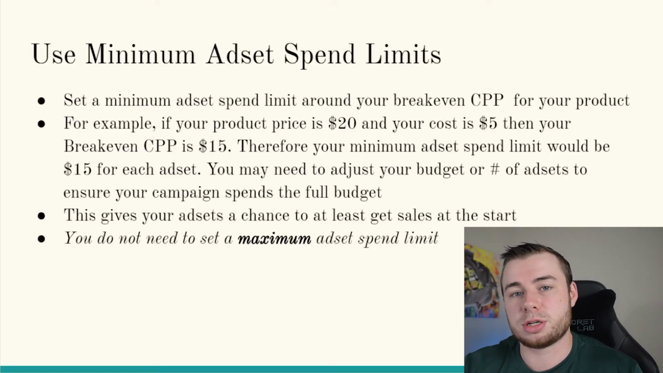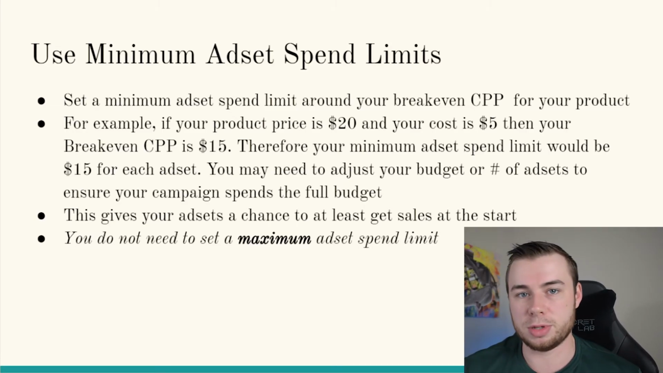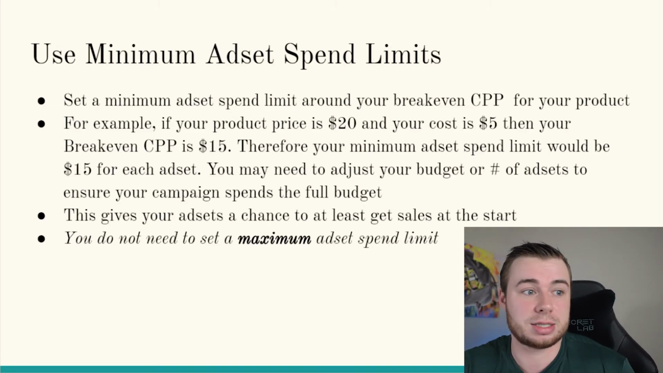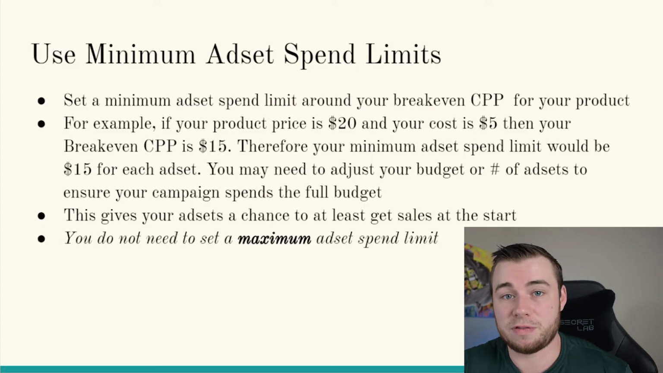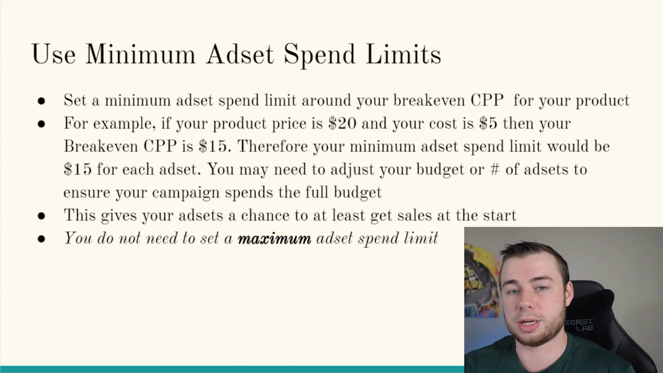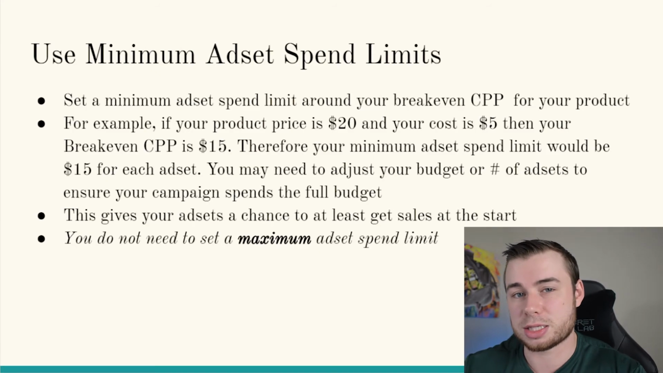And you may need to adjust your budget depending on the number of ad sets you have, right? So say you're like, oh, Connor, you told me to run a $150 minimum campaign budget, but if I have 10 ad sets and they're all at a break-even CPP of $15, isn't that going to spend $15 on all of them? Well, what I would recommend in that case is maybe only running 5 or 6 ad sets, so your minimum spend limit is going to be met, but it still has some room to grow based on which ad sets are performing the best in that specific campaign.